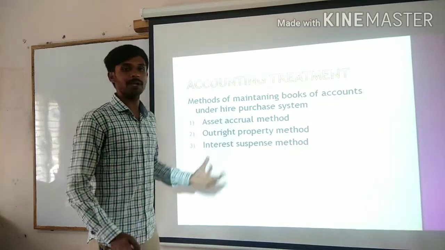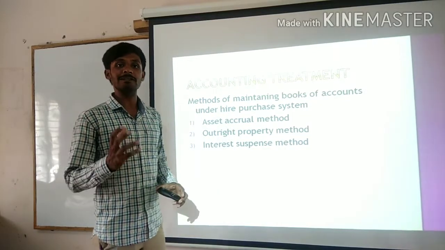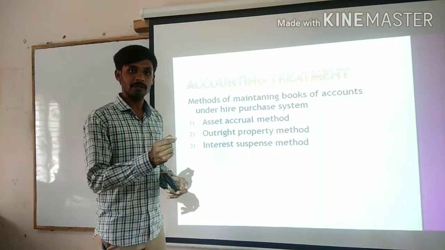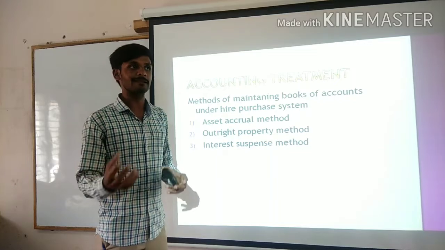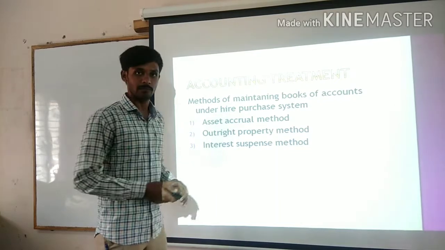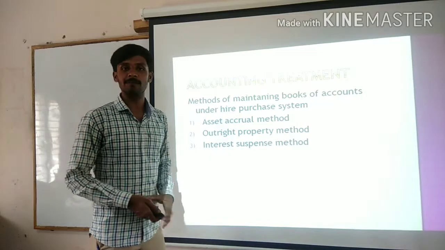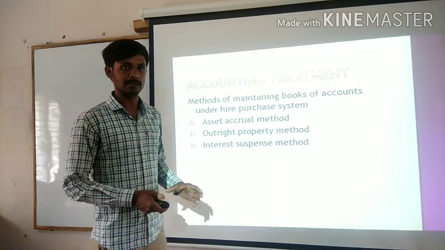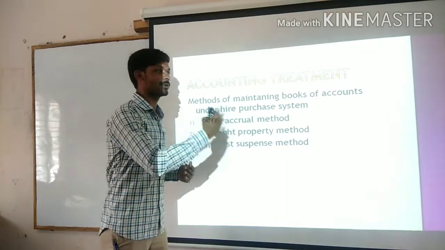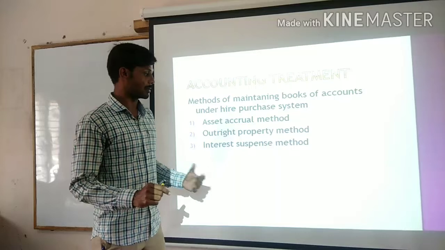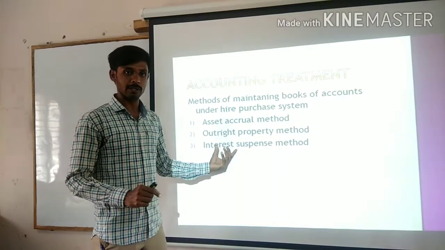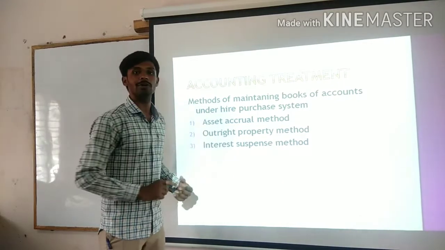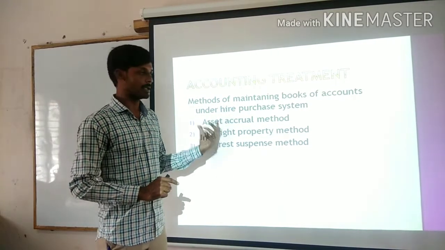Next, outright property method. Otherwise it is called the credit sale method. To the cash price, we will add certain interest and record it installment-wise. Next one is the interest suspense method. This we specifically use for the installment purchase system, where the ownership is transferred to the purchaser on signing the agreement. These two we use for the hire purchase system. Only the asset accrual method is in the Bangalore University syllabus.